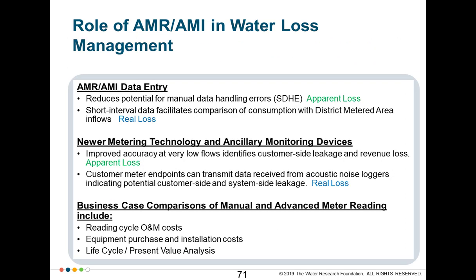Moving on now to AMR, AMI, I just want to quickly mention that the benefits from that type of system are not just on the apparent loss side, although certainly a major element is there, but there are benefits in combination with other tools and methods for the real loss side. Now, we wanted to recognize those, but the business case that I'll show you in a minute does not account for these additional benefits, just to be a little on the conservative side.